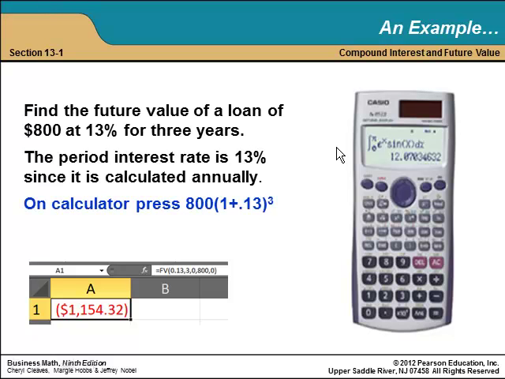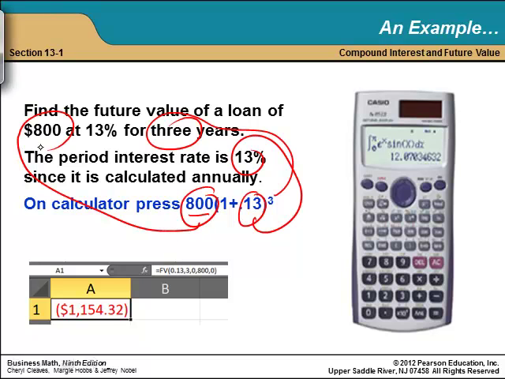Find the future value of a loan of $800 at 13% for 3 years. On our calculator, we would press 800 times 1 plus 0.13 to the third. Here's our third, here's our 0.13, and here's our $800.